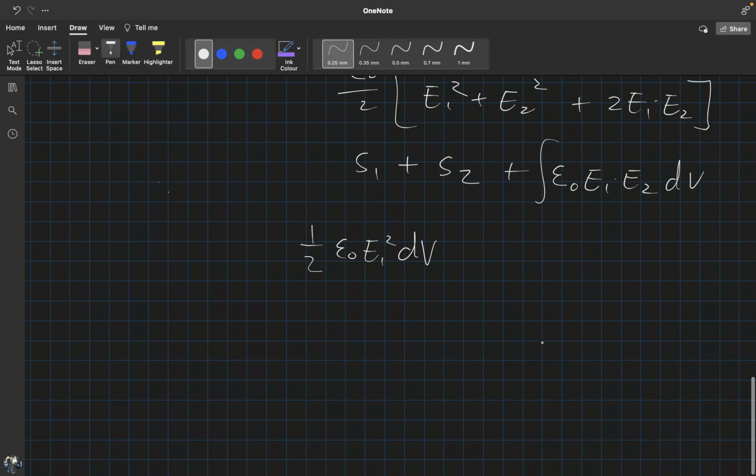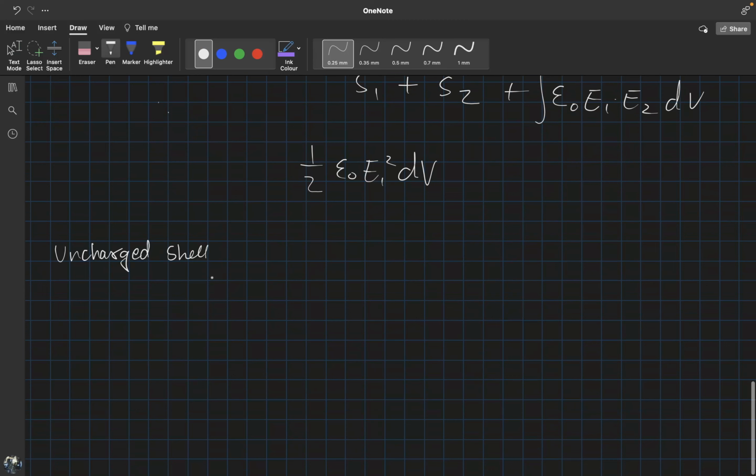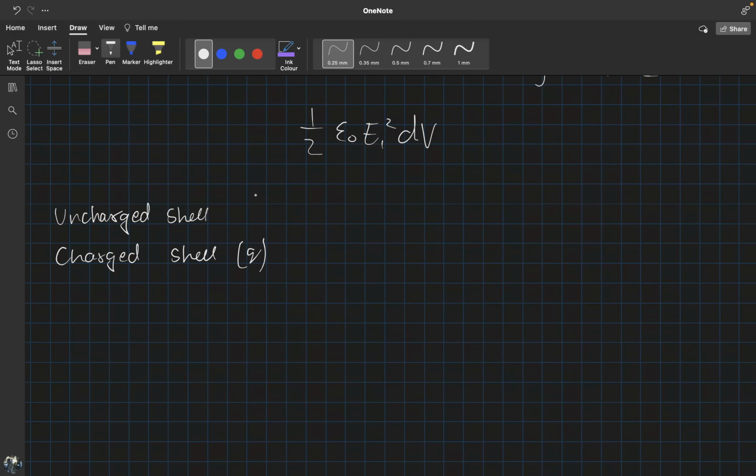So write it down. There is an uncharged shell, and there is a charged shell, charged up to capital Q. Or you can take two bodies, no issues. One body is charged to capital Q, and the other body is uncharged. My objective is to charge the uncharged body by making contact. And this process will continue.